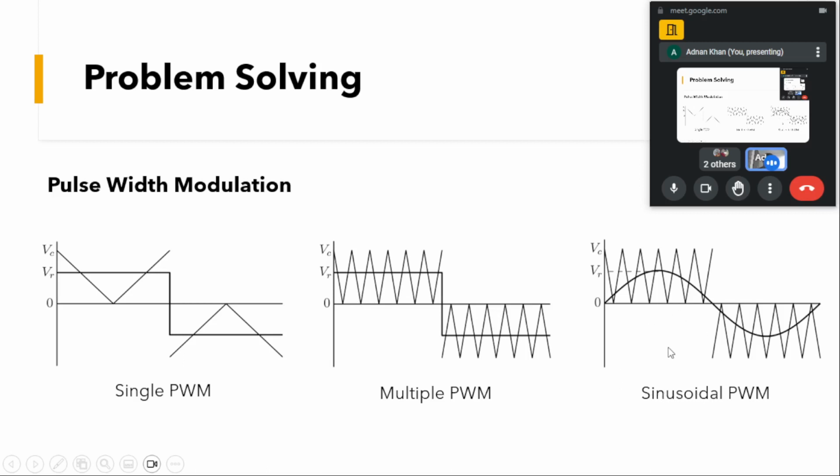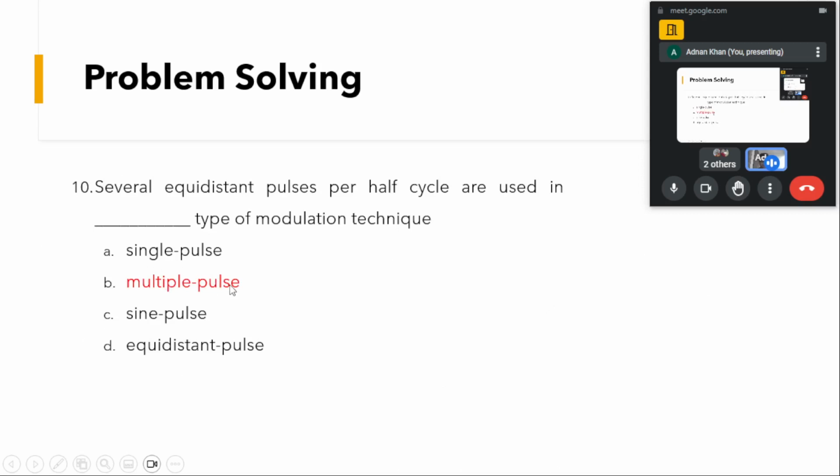But what will happen if we have a sinusoidal PWM? You can see the reference amplitude is getting varied, so the pulse widths will vary. We'll have a small pulse width at the start, and at the peak value we'll have a large pulse width. That means the turn on and turn off times won't be the same. So the only correct option, with equidistant pulses, is multiple PWM, multipulse PWM.